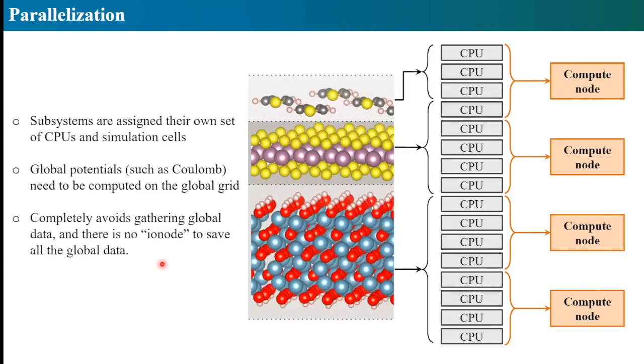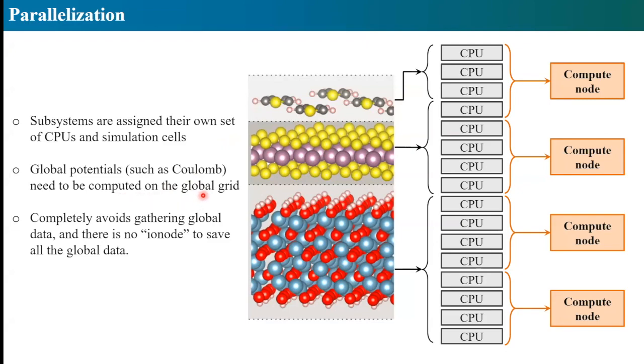So in order to deal with very large systems, in eDFTpy we use a totally different parallelization scheme compared to conventional DFT. In eDFTpy, subsystems are assigned their own set of CPUs and simulation cell. So the subsystem simulation cell can be much smaller than the global cell. Each subsystem runs its own calculations separately. But the global potential, such as the quantum potential, still needs to be calculated on the global grid.